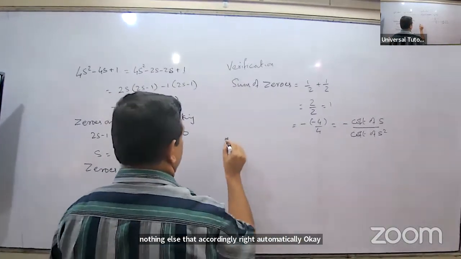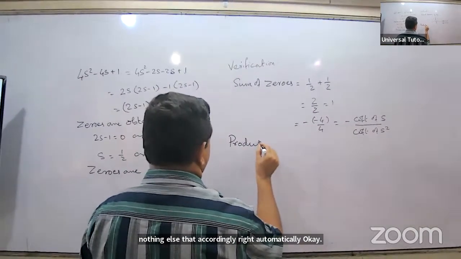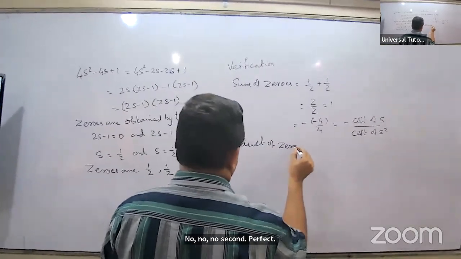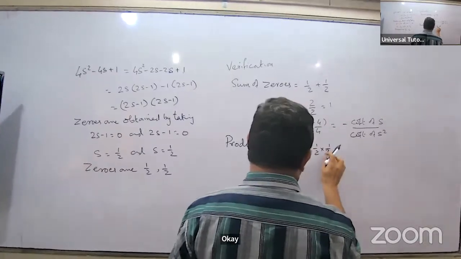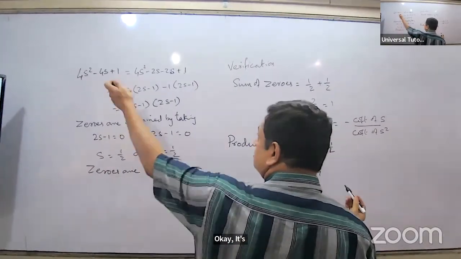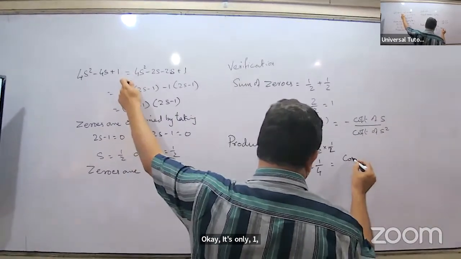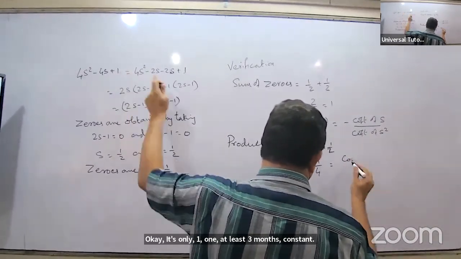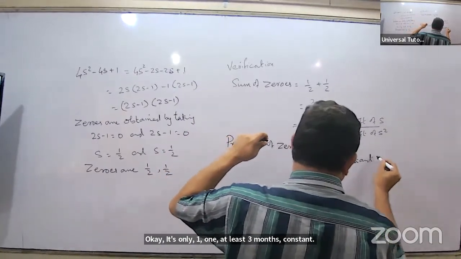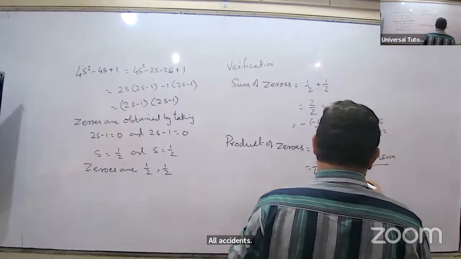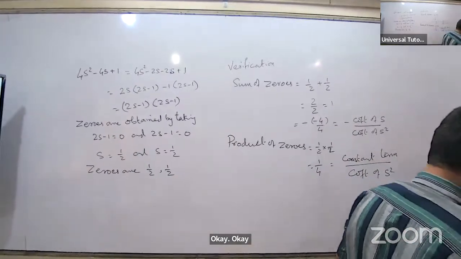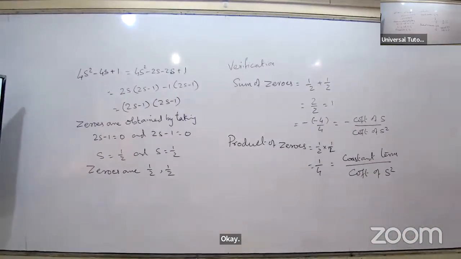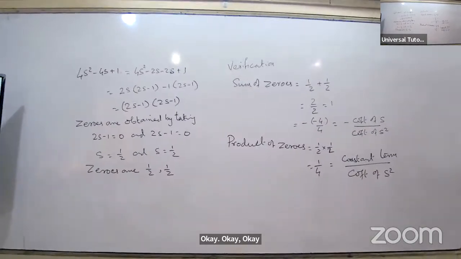Product, the second one. Product of zeros. Multiply: 1 by 2 multiplied by 1 by 2, which is equal to 1 by 4. That is the same as the constant divided by the coefficient of s square. Nothing to adjust over here. Here the variable is s square. Okay. Done. Completed. No problem. That is clear. So 2 questions are done. In the same way you are going to do the other one, second part.